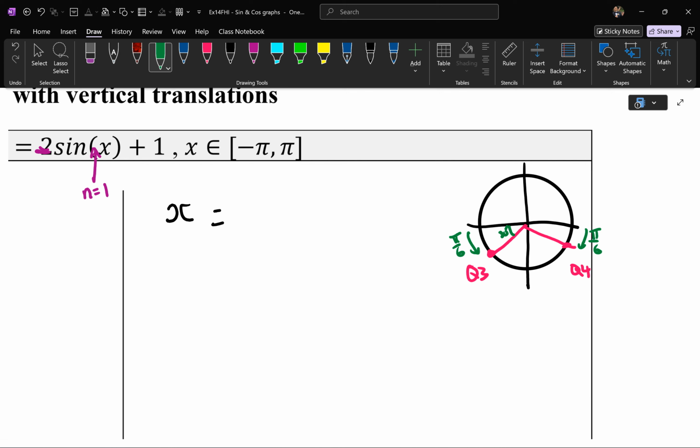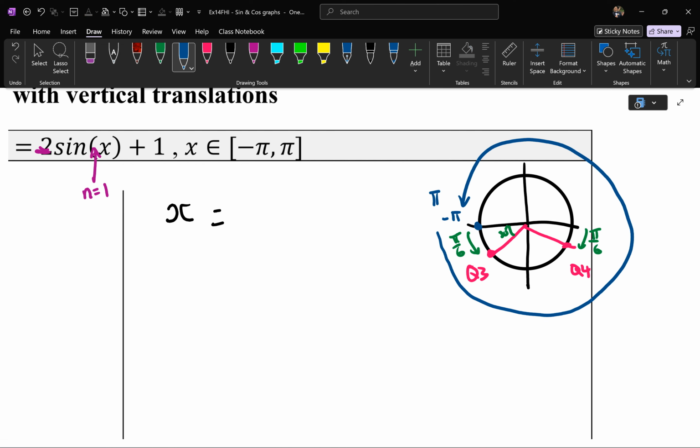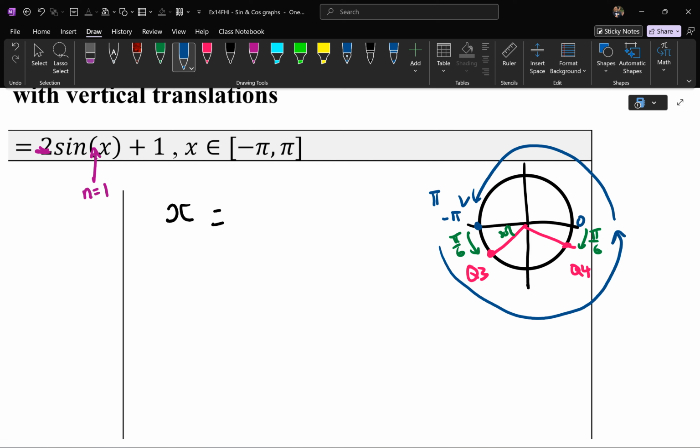So here we go. We went from negative pi to pi. So let's practice it. Starting from negative pi, which is over here, because remember, clockwise is negative. And then you're going all the way from negative pi to pi. Because that's negative pi to here 0, and then 0 to the next one is pi. So you've done one revolution.